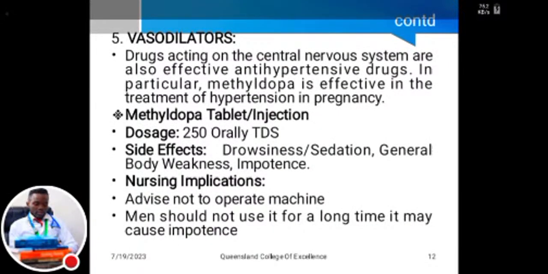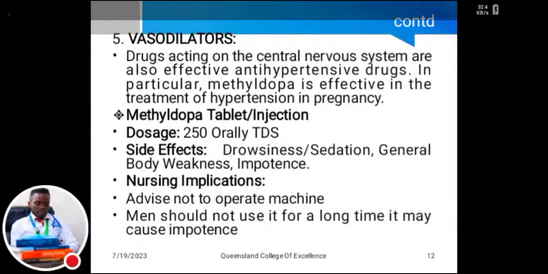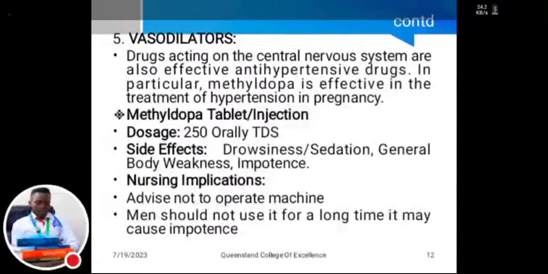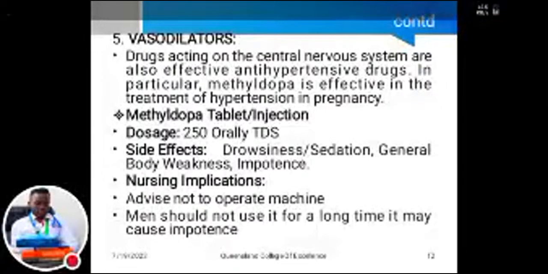Dosage 250. You can give 250 TDS, that is 3 times daily. Then the side effects. TDS is 3 times daily. Drowsiness. What is drowsiness? It's when a person is just feeling sleepy, that is drowsiness. A person will sleep. It also brings about general body weakness. The whole body is just weak.